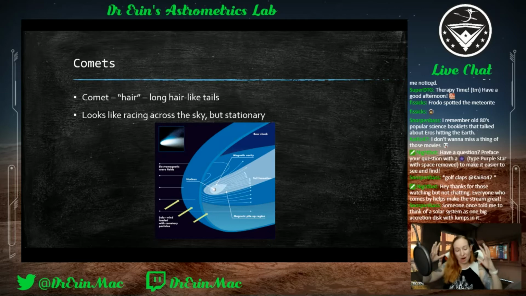So our Oort cloud is really the origin of where comets come from, because they come in on these highly inclined, highly elliptical orbits.